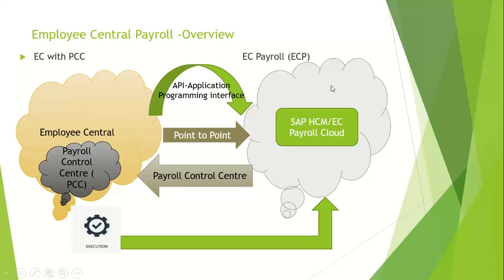So this integration comes into the picture once your configuration is completed in both systems, EC and ECP. In ECP, first I need to configure the company code, personnel area, everything. This replication is only for the master data. First, the rule of thumb: this replication is only for master data, not for configuration replication. So in the initial stage, you have to treat it as if you are implementing SAP HCM. You have to implement everything.